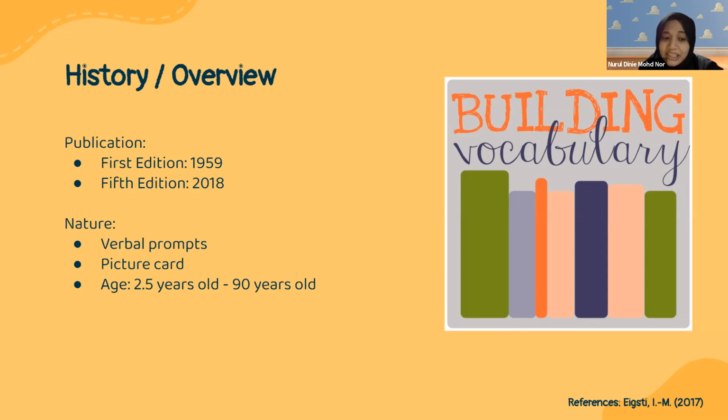So vocabulary is a critical component of language, and this test is a great way to test vocabulary knowledge that is normally introduced in early life, right? The test is verbally given, and it uses cards that contain about 4 pictures each. The test is intended to assess subjects aged about 2.5 to about 90 years old.